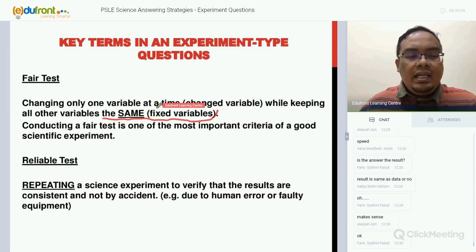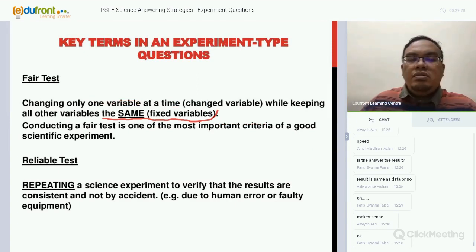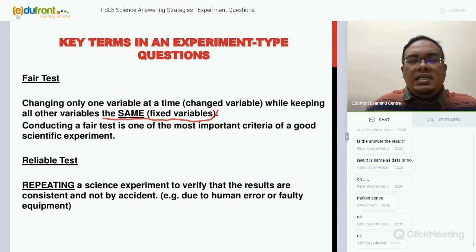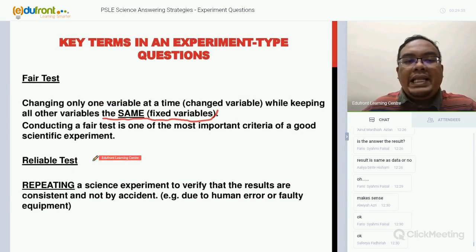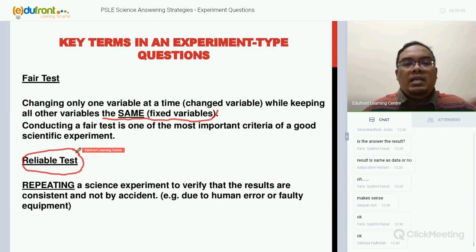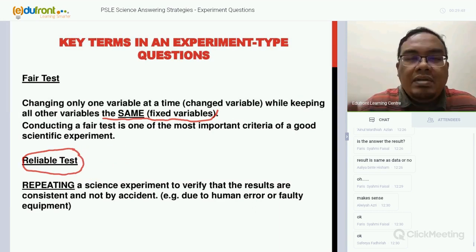Now, many students are confused, so take note of this. I see mistakes again and again. Students confuse a fair test and a reliable test. In a fair test, you ensure that there's only one change variable. But a reliable test is very different, right? Reliable test means what? I'll give you a simple example.